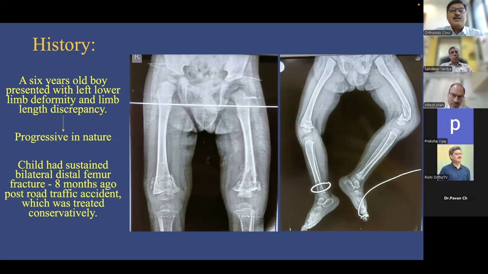Would you put it in extension, or what would you do? Yeah, you can put it in extension. That's okay because it is in flexion, so you can put it in extension. And the metaphysis is going into the physis. It is described like a Peterson type 1 injury in the physeal injury. So the possibility cannot be ruled out because of the severity of the injury, where the metaphysis is going into the physis, particularly on the left side.